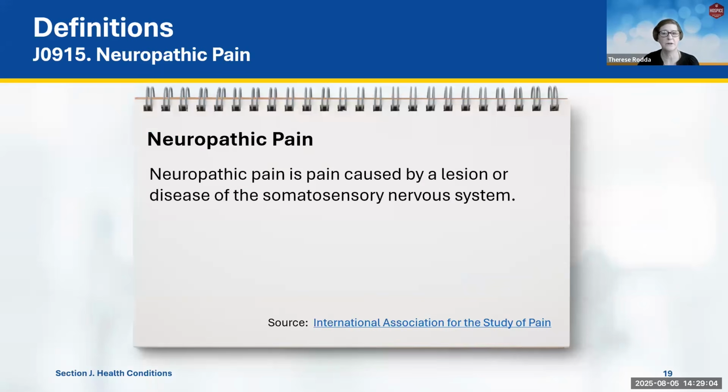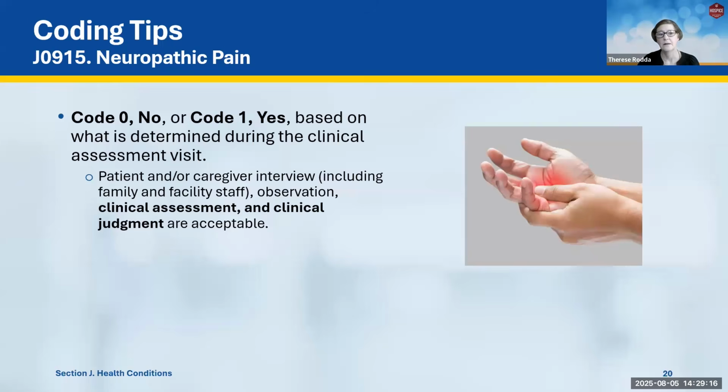Here is the definition of neuropathic pain. Neuropathic pain is caused by a lesion or disease of the somatosensory nervous system. Let's review the coding tips for neuropathic pain. The clinician should use the patient and caregiver interview, observations, clinical assessment, and clinical judgment at the time of the assessment visit to determine the presence or absence of neuropathic pain and choose yes or no accordingly.